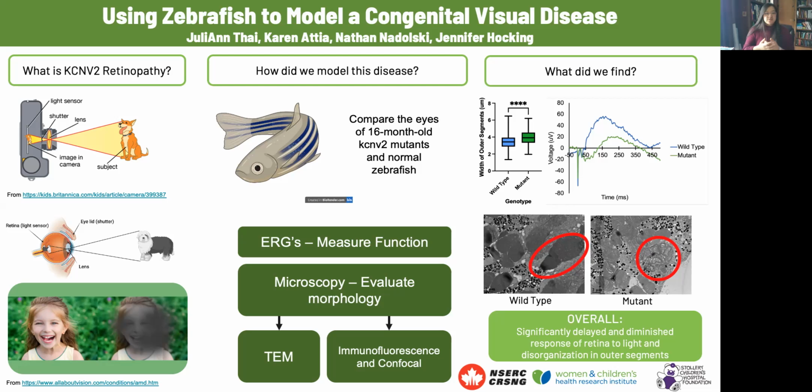ERGs stand for electroretinogram, and it's where we record the visual response to light. In my work this summer, KCNB2 mutant zebrafish had delayed and diminished responses compared to their wild-type counterparts. We also used immunofluorescence and transmission electron microscopy to view what the photoreceptors look like in the retinal layer. Our results revealed that the outer segments of mutant zebrafish continued to degenerate further down the full photoreceptor.